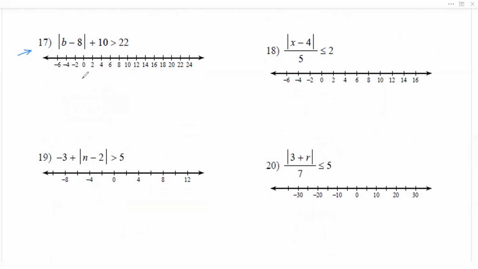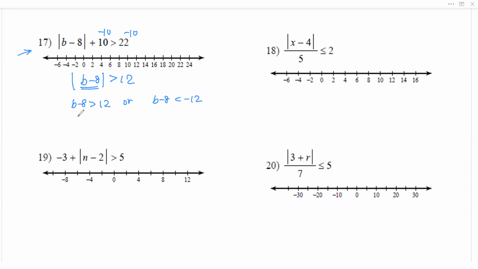Number 17. So first, we still do this, a minus 8, right? Both sides minus 10. So greater than 12, right? So we got b minus 8. We see this is considered one thing, all right? Greater than 12 or b minus 8 less than negative 12. Did you see this one? Bigger than the bigger one, less than the smaller one. Keep this in your mind.